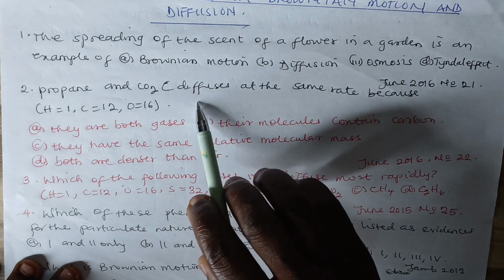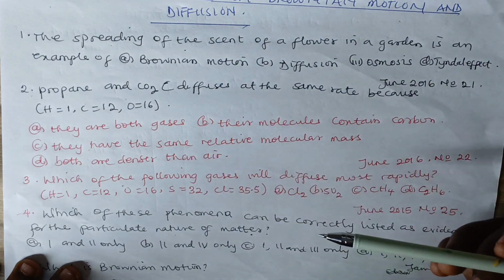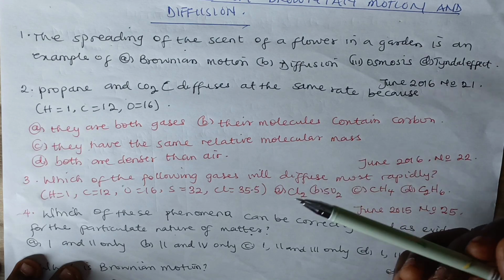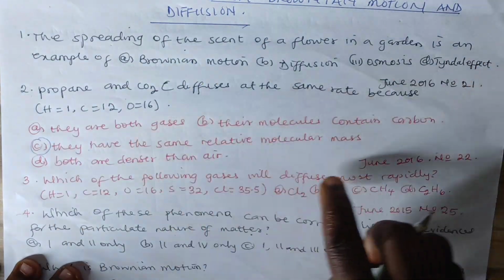Propane and carbon dioxide diffuse at the same rate because: is it because they are both gases, or their molecules contain carbon? Option C, they have the same relative molecular mass, or both are denser than air. The best answer is option C, because they have the same.